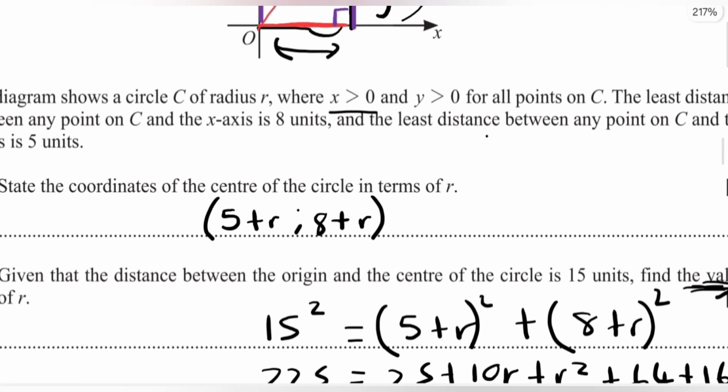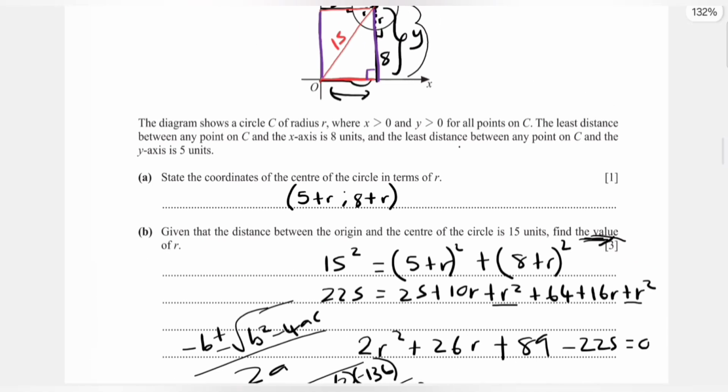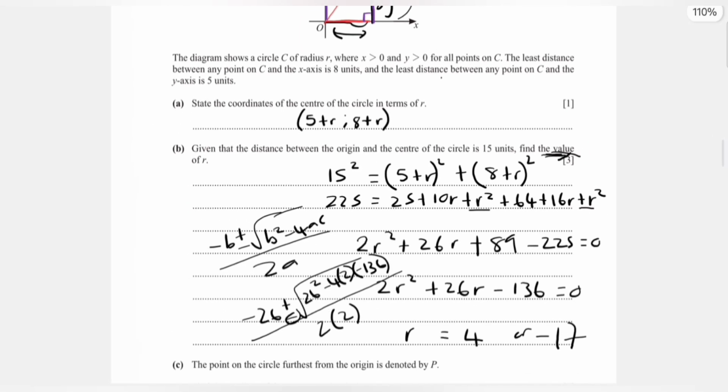We're told that for all the x values and the y values on C, they should be more than 0. So for that reason, we're going to discard this and take r to be 4, right?